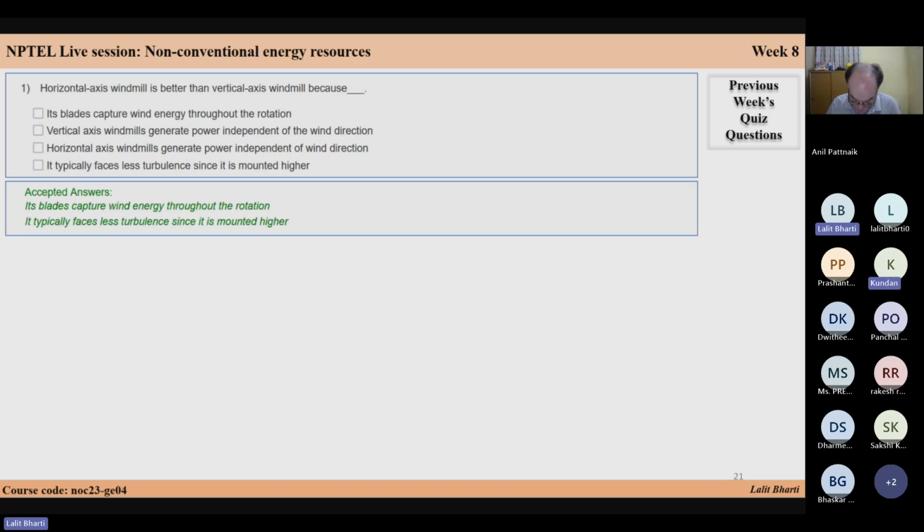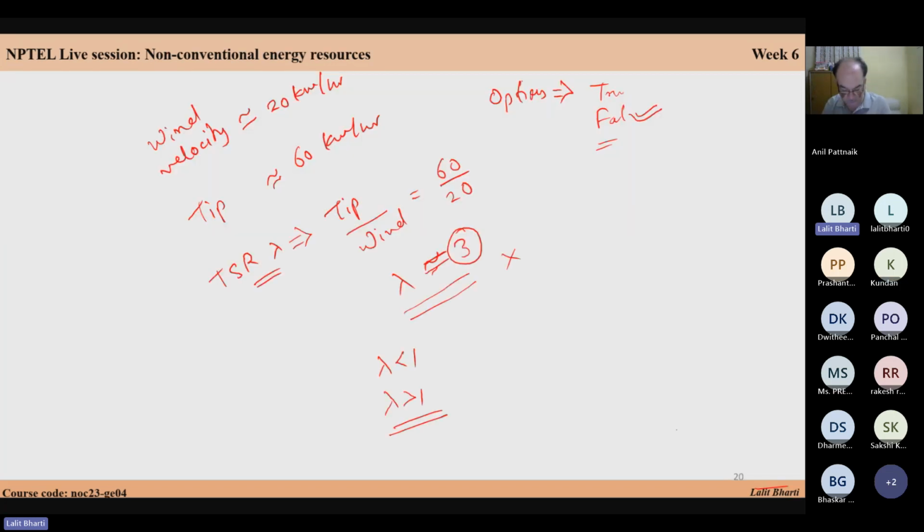In the lecture, sir has told that lambda can go up to 10. Which thing? The tip speed ratio. In the lecture, sir has told somewhere that lambda can go up to 10. Up to 10? Okay. So just please check from your side. I am not aware of that, but if they are mentioning it in the main lectures, it can be. Then this question will be slightly doubtful.